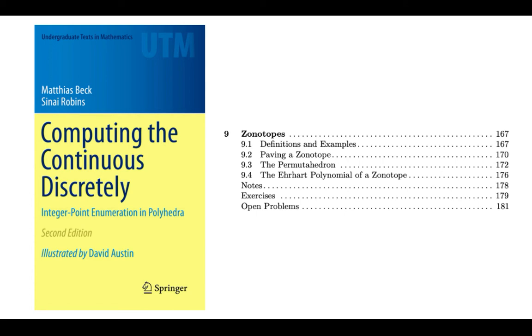Hi, I'm Matthias Beck. I'm one of the authors of Computing the Continuous Discretely. And in this video, we will start our discussion of zonotopes. And these are the content of Chapter 9.